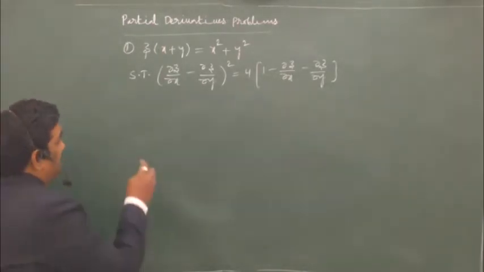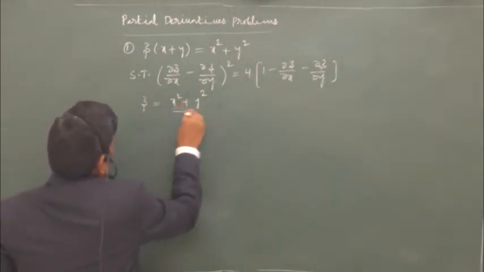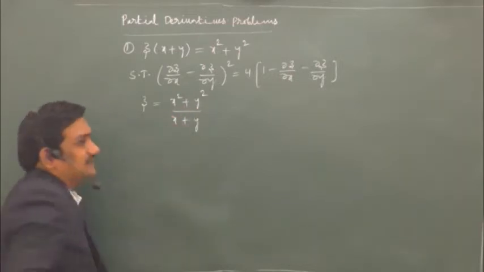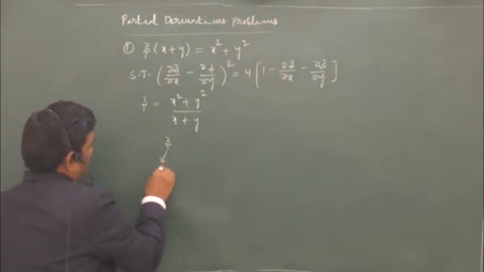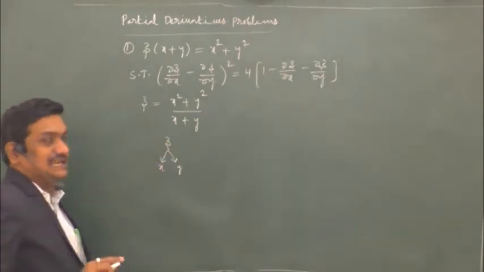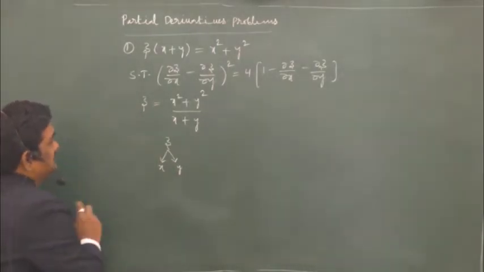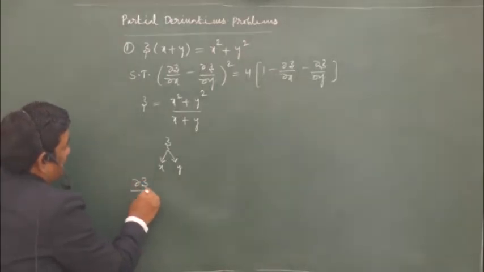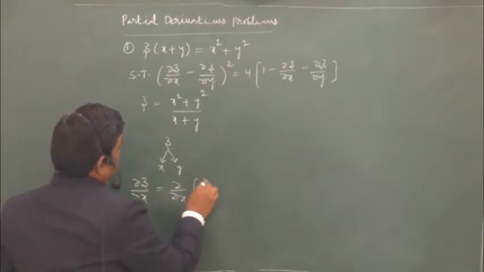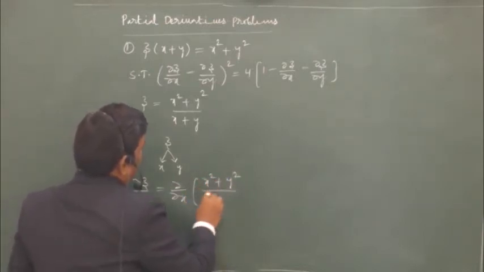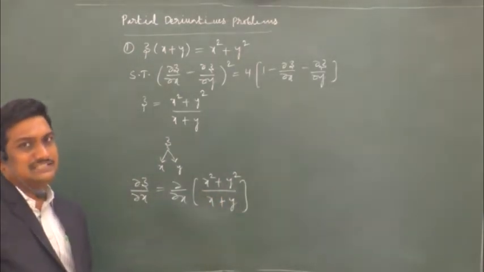So given that z equals (x square plus y square) by (x plus y). Here you can observe that z is a function of both x and y. Then let us start finding ∂z/∂x. It is ∂/∂x of z. Z is (x square plus y square) by (x plus y).